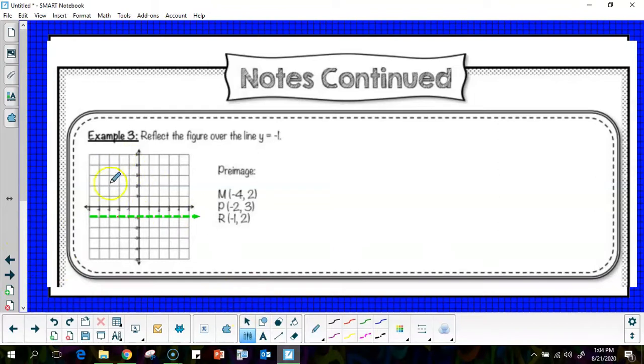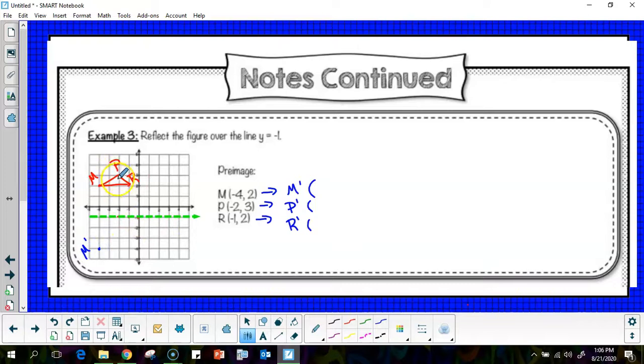So I'm going to pause and construct this figure, and then I'll come back. So this red triangle is what my pre-image looks like. And remember, I want to reflect not over the x-axis, but over the line y equals -1. So to me, it's easier just to look at each point and say, okay, where is this thing in relation to this green dotted line? So let's look at the M first. The M is 1, 2, 3 above the green dotted line. So if we just stay on this same vertical line, and then we mark it, instead of 3 above, we mark it 3 below, because that's where it would be, then that would give us our M prime.